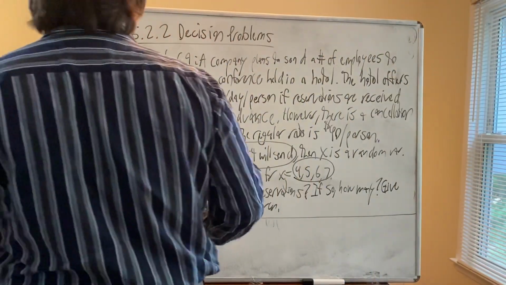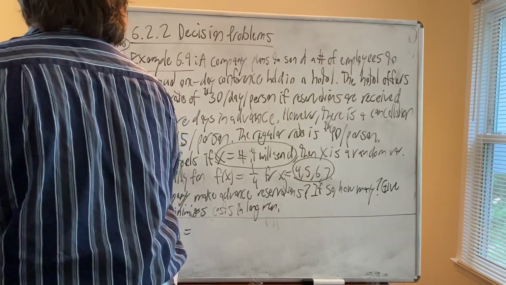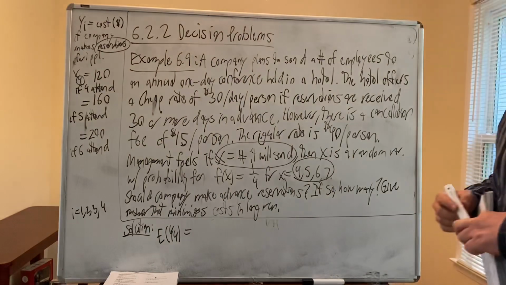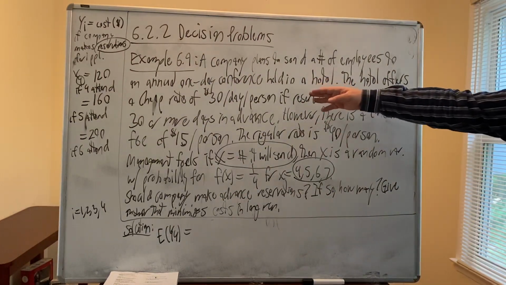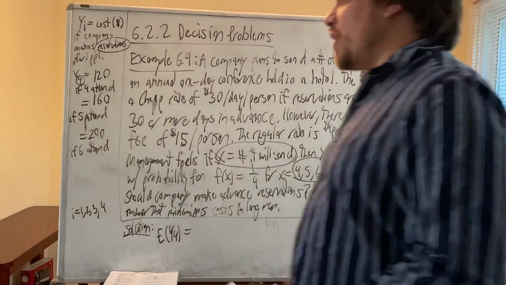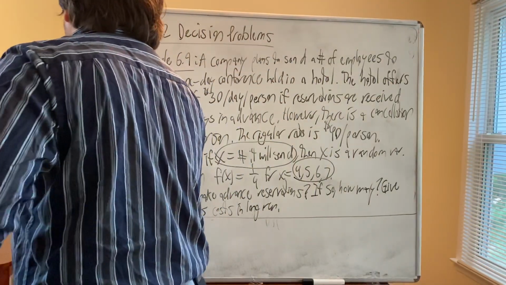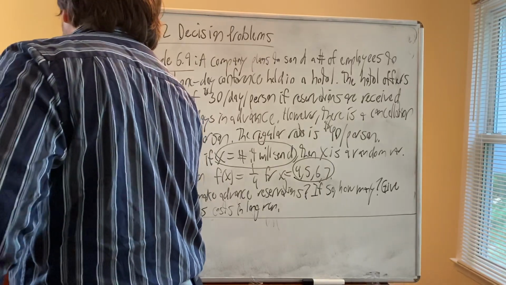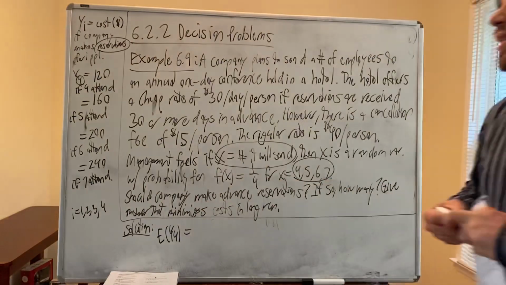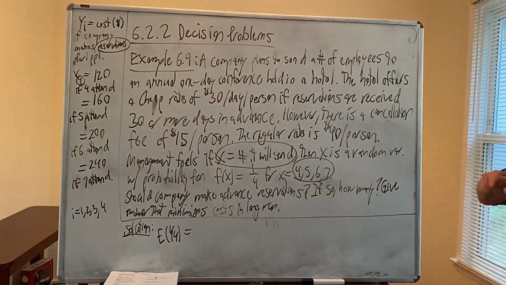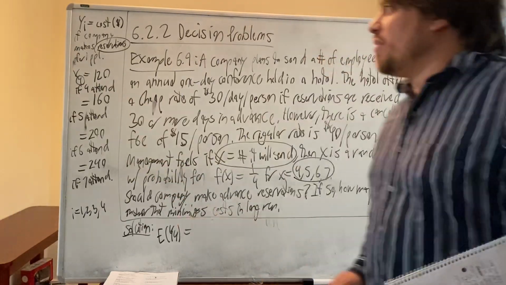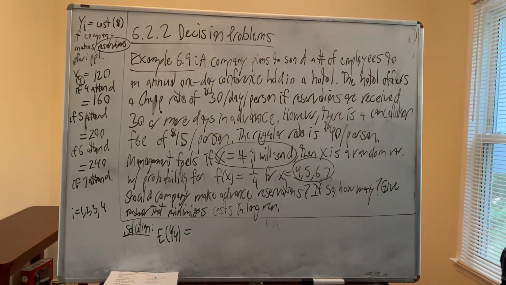Y sub 4 is equal to 200 if 6 attend. If 6 people attend and they have 4 reservations, they have 120 for the 4 people with reservations. There are 2 additional people, each costing $40, so there's another 80 added to the 120. But then y sub 4 is also equal to 240 if 7 attend. If 7 people attend, there are 3 additional people, each costing 40, so it's 120 plus 120, which is $240 for 4 reservations and 7 people.